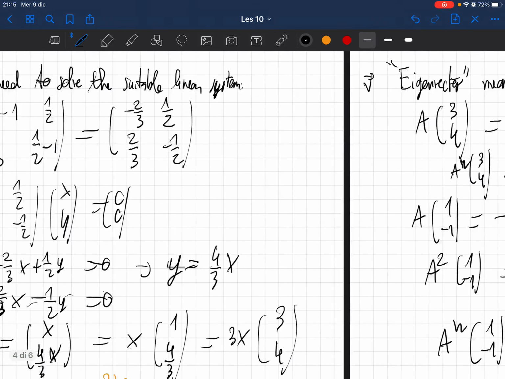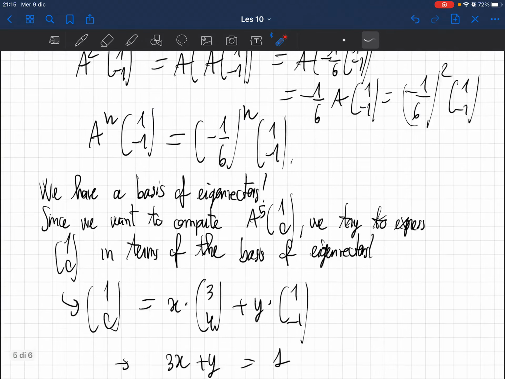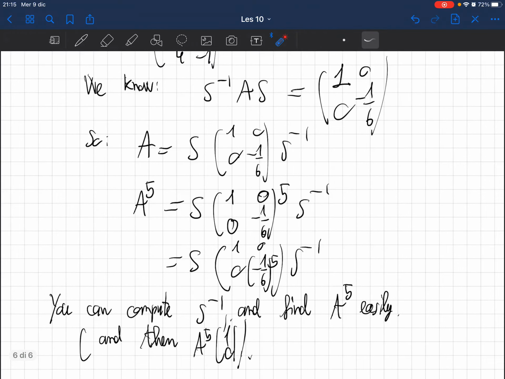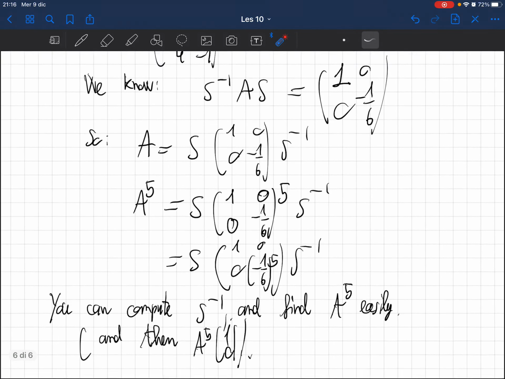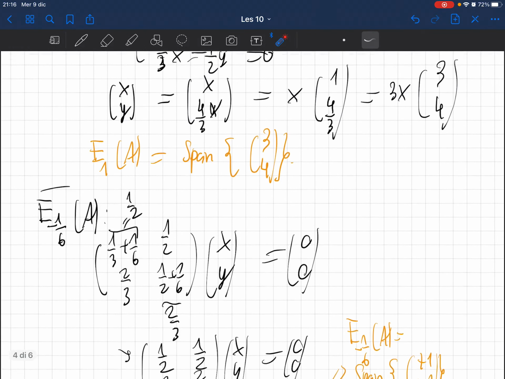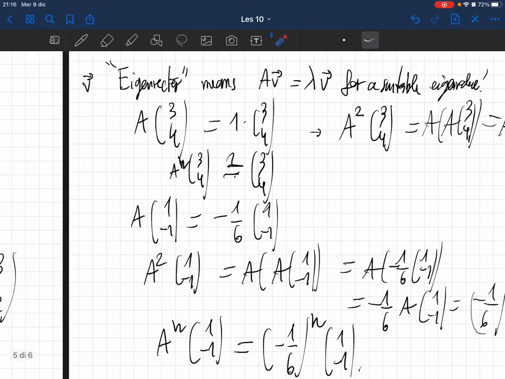Okay, now comes the final question here. What is the probability of flying with A or B that one eventually finds? Well, what's the theory about this? If you look into your book, perhaps you'll find that the result is, well, you have to look at the eigenvector associated to the eigenvalue 1. So this. And then make it so that the components add up to 1.